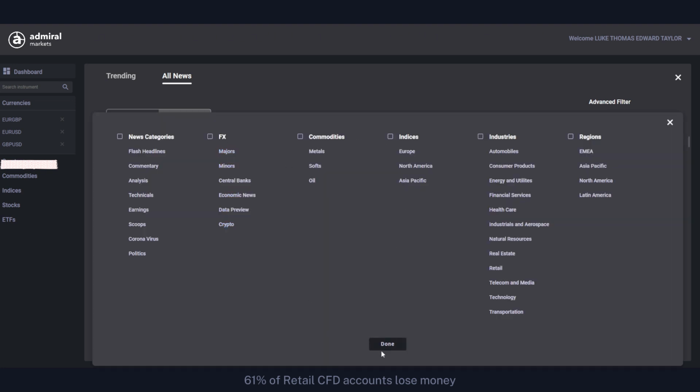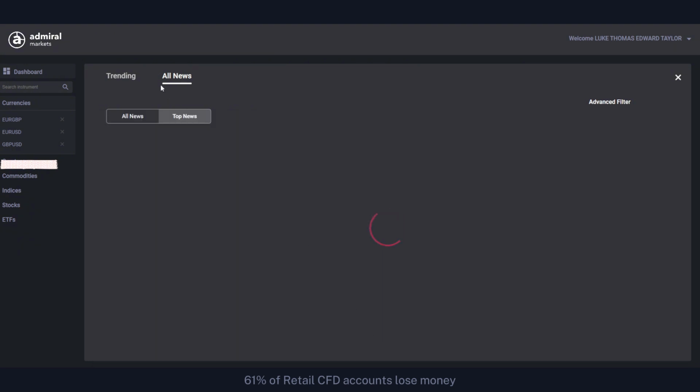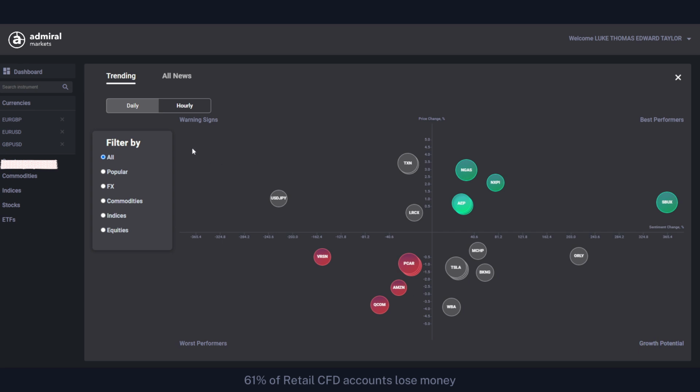Obviously you've got commodities as well, so I know a lot of you trade gold. I trade gold myself, and oil and things like that. Trending, so these are the warning signs, best performers, growth potential, worst performers. Ideally you're just looking at the worst performers and best performers. This is more so when market turmoil is happening.